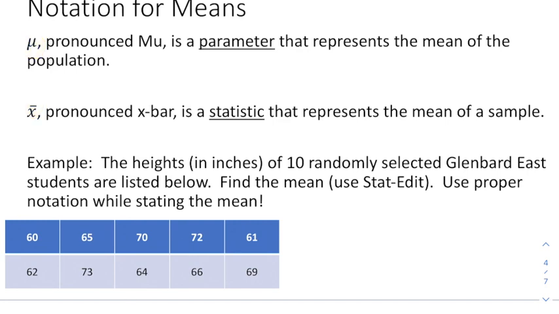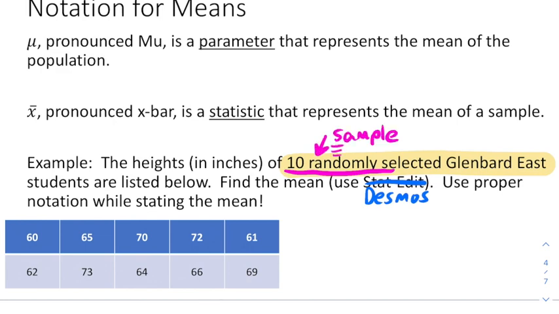So in this example problem, we're told that the heights of 10 randomly selected Glenbard East students are listed below. And they ask us to find the mean, and we're going to use Desmos for that, and to use the proper notation. So here's our set of data. There are more than 10 Glenbard East students, so these 10 randomly selected students represent a sample.